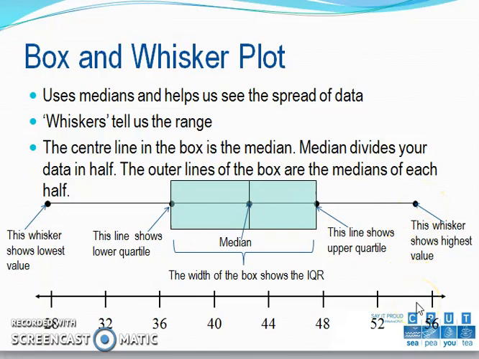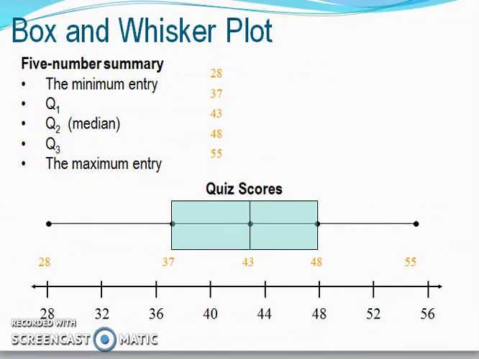And using the data set that we were looking at earlier, we'll see the minimum entry was 28, the Q1 was 37, 43 was Q2, Q3 was 48, and 55 was the maximum entry. And so this is what our box and whisker plot would look like for that data set.